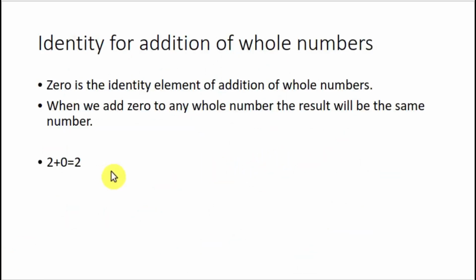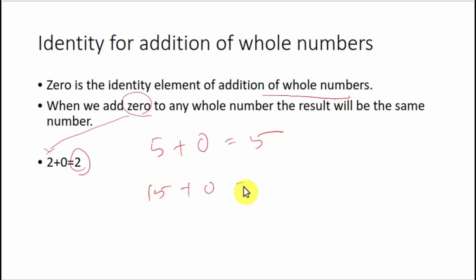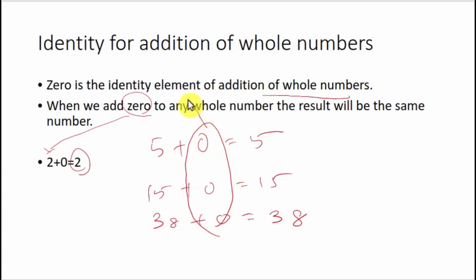Okay. Next, identity of addition of whole numbers. Here 0 is the identity element of addition of whole numbers. When we add 0 to any whole number, the result will be the same number. For example, 5 plus 0 equals 5. 15 plus 0 equals 15. 38 plus 0 equals 38. So 0 is the identity element of addition of whole numbers.